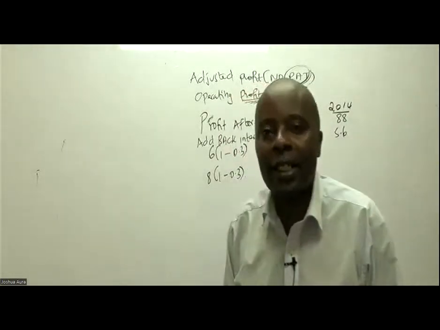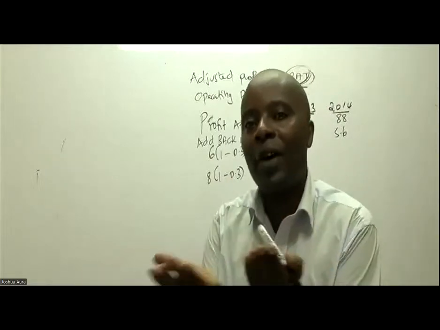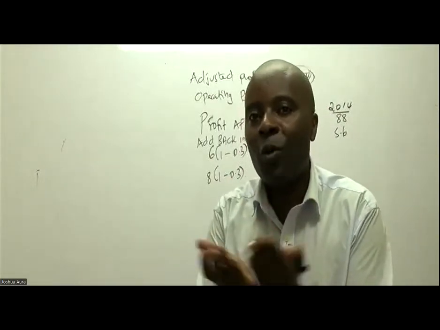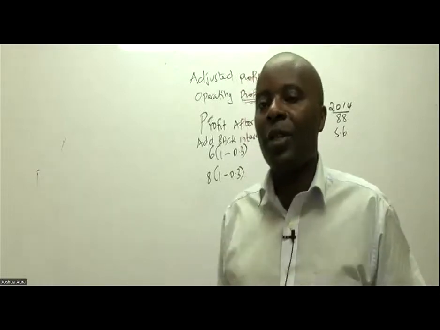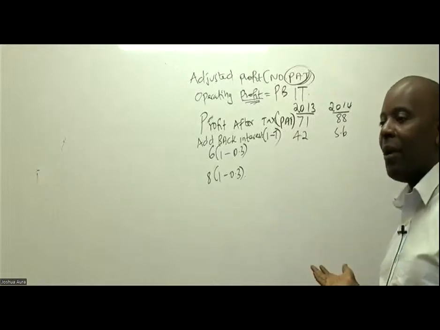Is there any other thing that you guys think we'll need to consider for us to be able to arrive at net operating profit, which in this case here is cash flow based? Is there any other thing you think is very important for us here to add back?